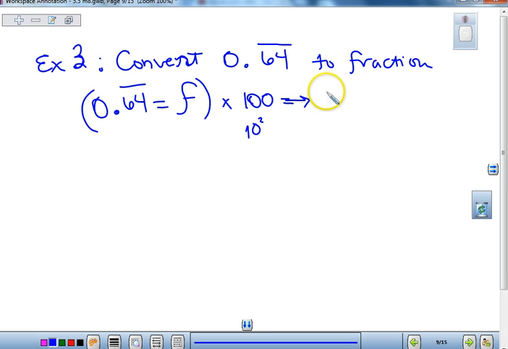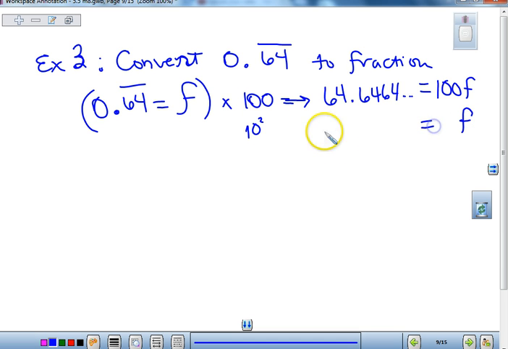So if I multiply by 100, my new equation is going to start out with 64.6464 repeating is equal to 100f. What was my original fraction? f was equal to, remember, 0.6464 repeating. I'm going to subtract these two.